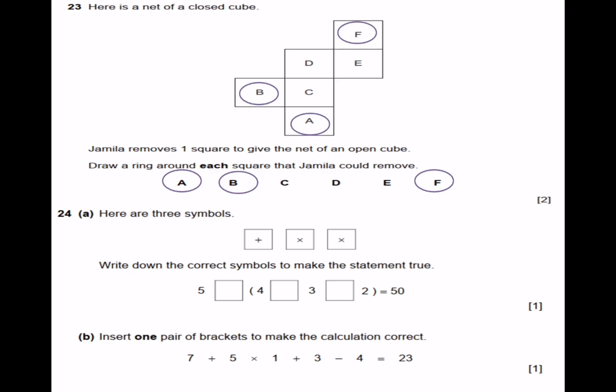We want to get to 50. So we can try. We'll make 3 times 2, 6. 6 plus 4, 10. 10 times 5, 15.